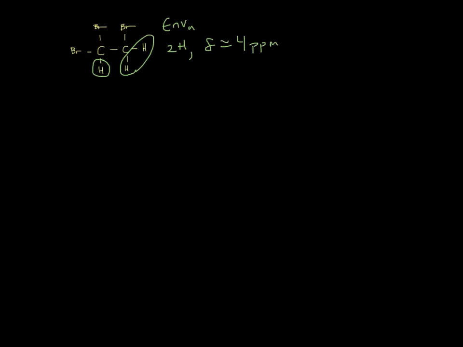Alright, and let's look at environment B, which would be that hydrogen all by itself on the left side. Environment B would integrate to 1H. Because that hydrogen is on a carbon with two bromines, it's probably going to pull it down somewhere closer to 6. So we'll say that the chemical shift is somewhere around 6 ppm. Alright, so there's two peaks. The integrals are just the number of hydrogens in those environments. Hopefully this is nothing new.